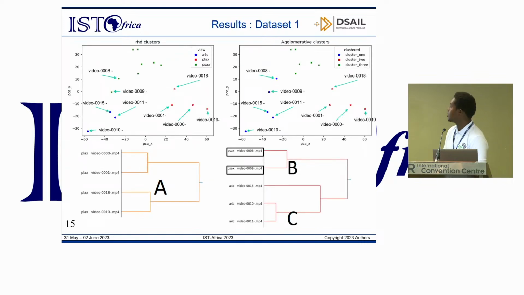So for example, in the first data set, with 15 videos, we have the three views that we all know. They're clustered on the left. Then the actual clusters that the model has on the right. And from the dendrograms A, B, and C, you can see that all the PLAX views were clustered together. There are three apical four chamber videos that are clustered together, but also two SAX views were clustered together with the apical four chamber views. But this showed promise.